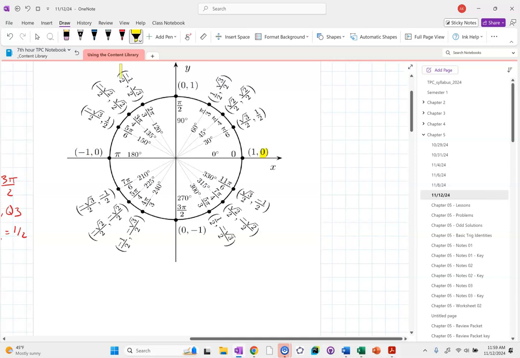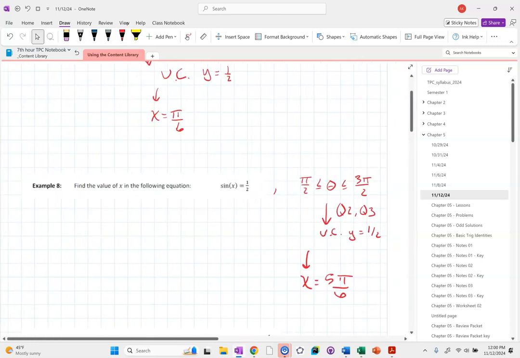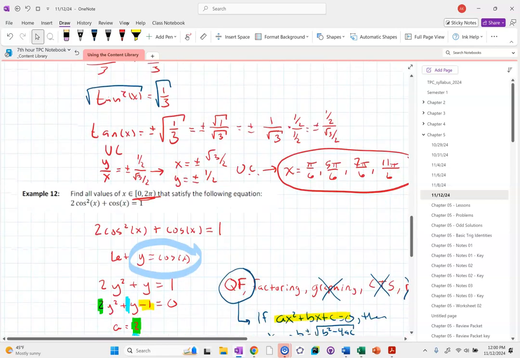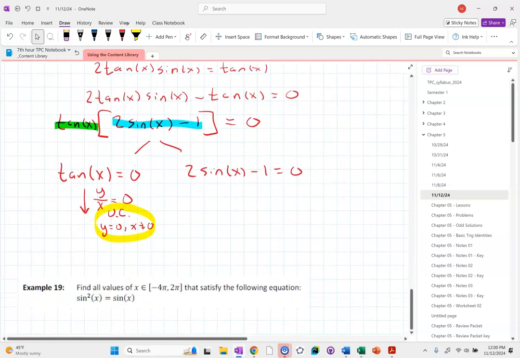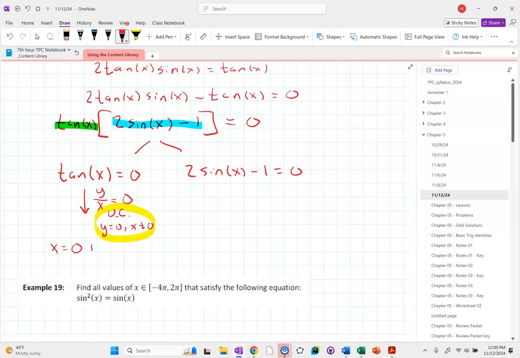So y is 0, x isn't, so 0. Chugging along, looking at my y's. Here's another one. And then I'm back over here. So my solution should be 0 and pi, right? But remember, this was the infinitely many solution situation.